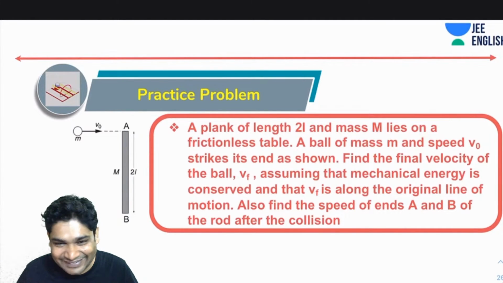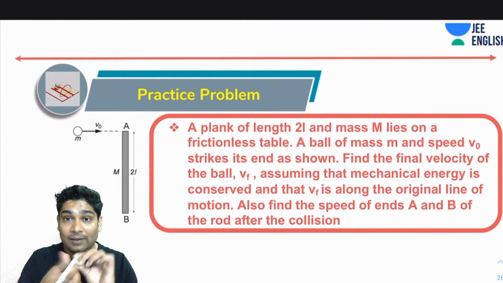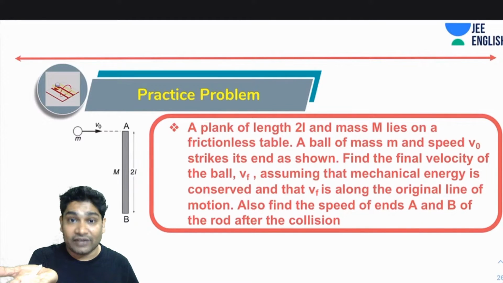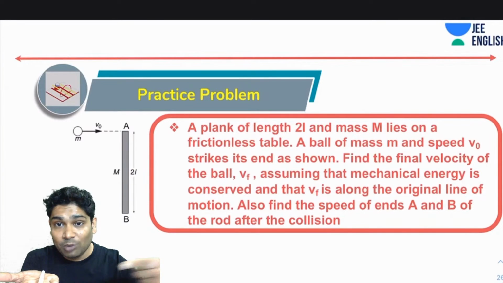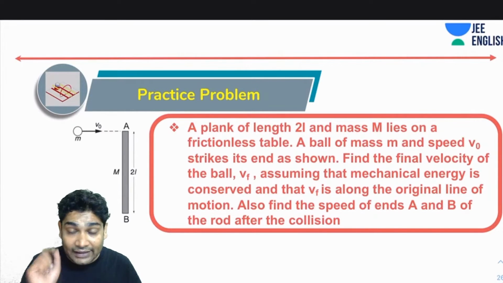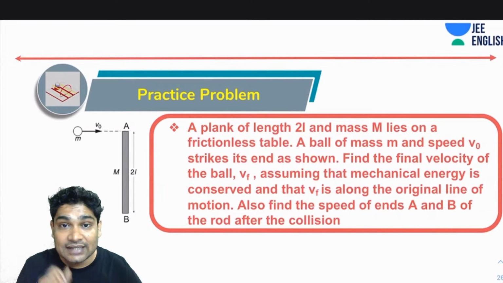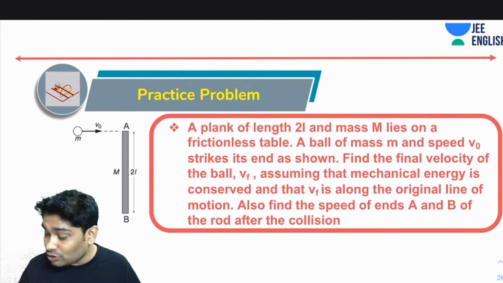So let me just read out this question once. This plank of length 2L is lying on a frictionless table. It has a mass of capital M. A small ball of mass small m moving with a velocity v0 strikes at end A. Now you've been told that in this collision, the total mechanical energy remains conserved, which means what kind of collision is this? It is a perfectly elastic collision. Now after the collision, you have to find the final speed of the ball and also find the speeds of ends A and B of this plank or rod.